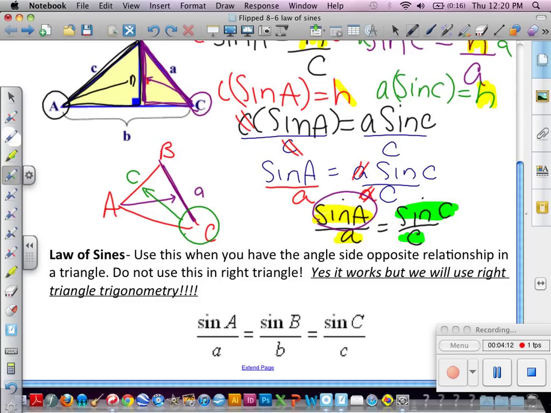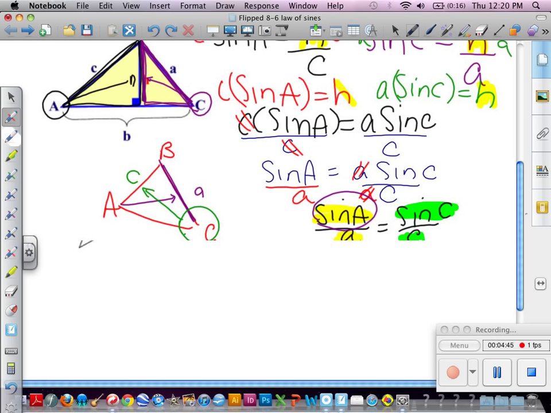So we have down below, you can do it for either angle. Sine of angle A over the side opposite, which is little a, will equal sine of angle B over the side opposite, which will be little b. And if you need to work with angle C, then you can use sine of angle C with the side opposite, which would be little c. So you can use any two combinations is what you can do, people. Let's take a look at our problems.